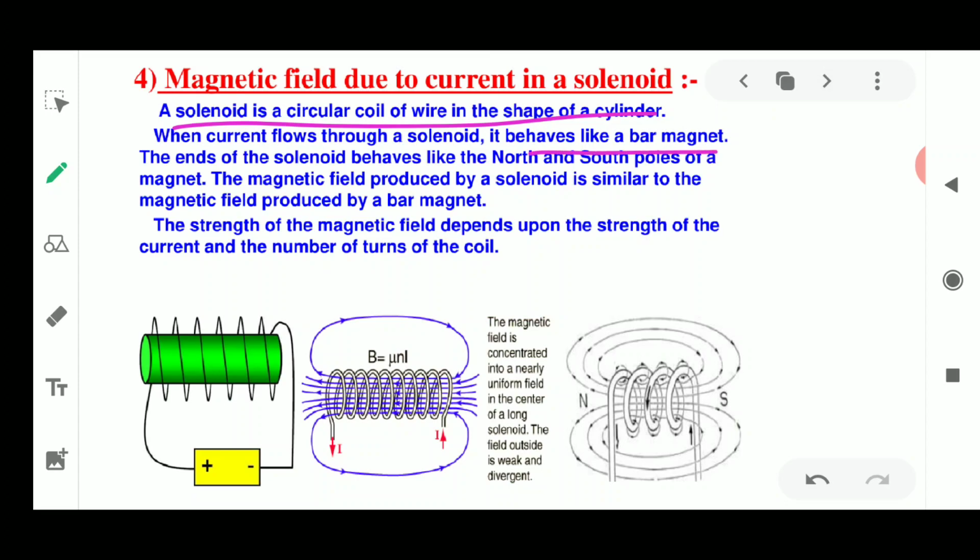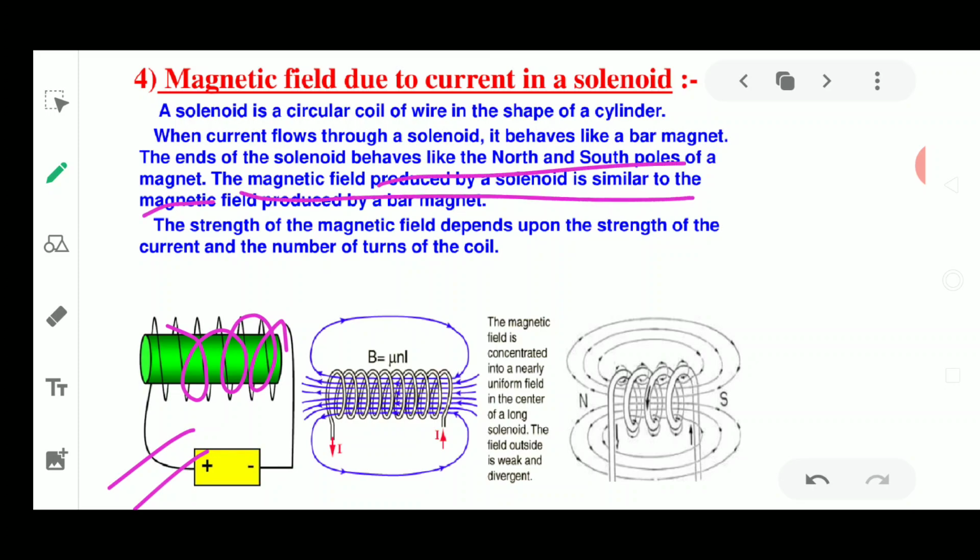Let's see. In this first diagram, you could see that a number of turns is made with this circular wire, so it is a solenoid. Now it behaves like a bar magnet. The ends of the solenoid behave like the north and south poles. Why north and south poles of a magnet? Because you could see that magnetic power is more at the poles of the bar magnet. Similarly, the solenoid's ends will also have a very huge amount of magnetic field around them. So the magnetic field which is produced makes the ends of the solenoid behave as the north and south poles of the magnet.